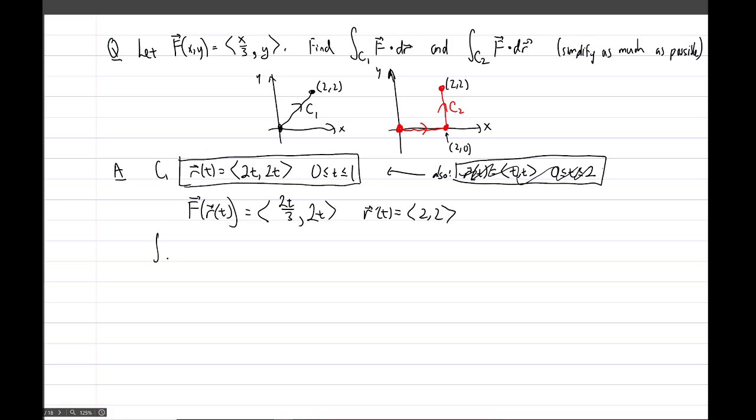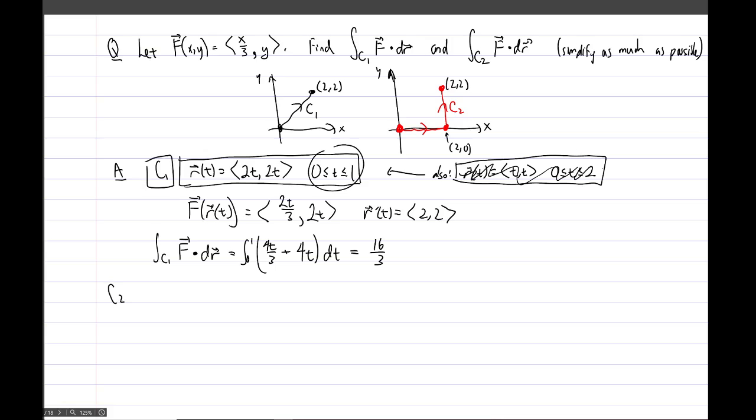All right, so then the integral over C1 of F dot dr equals the integral, t goes from 0 to 1, of, when we dot, we'll have 2t over 3 times 2, so we'll have 4t over 3, plus 2t times 2, which will be 4t, dt. In the end, this is going to become the number 16/3. Now, that's for C1.